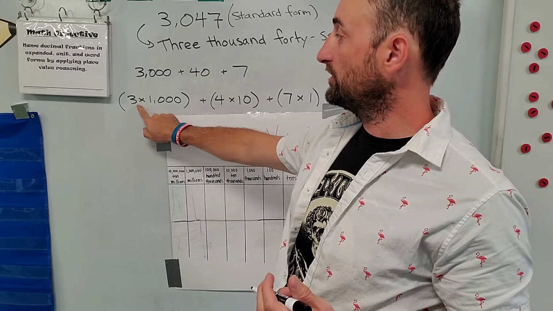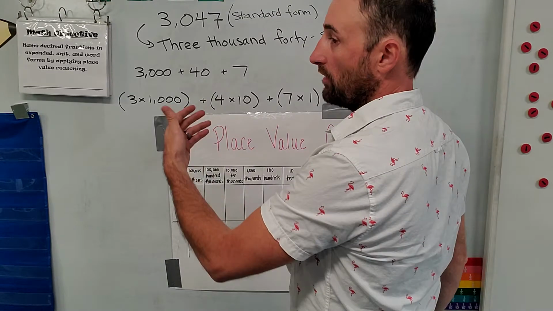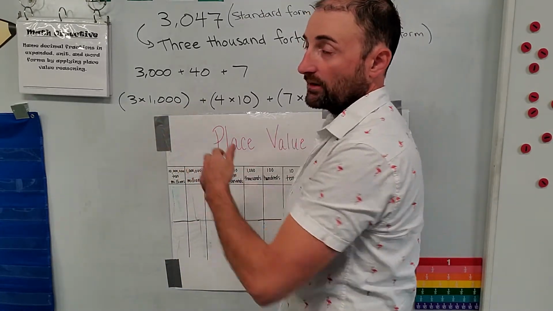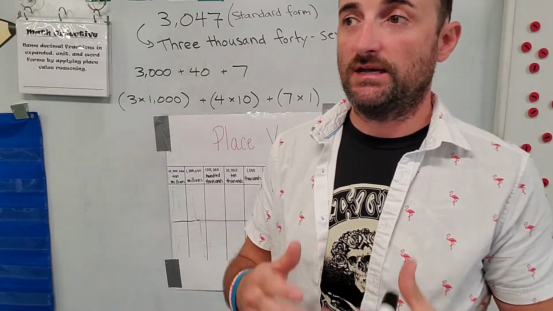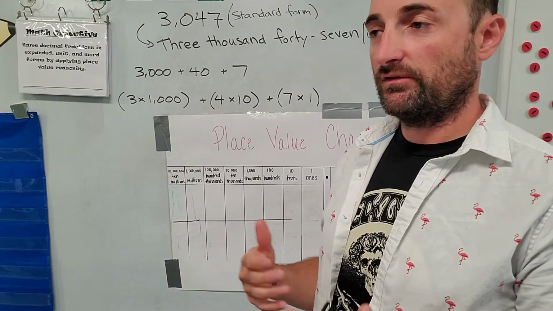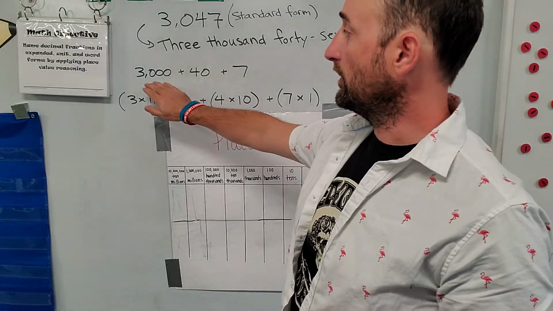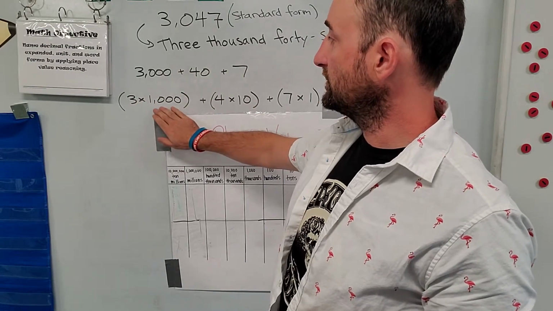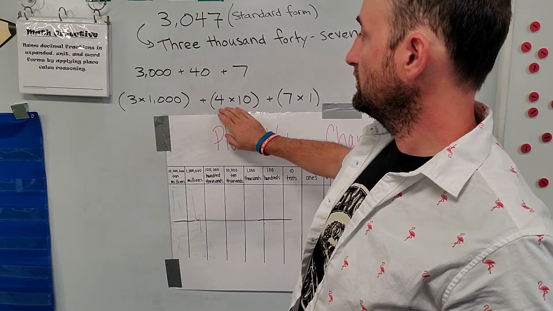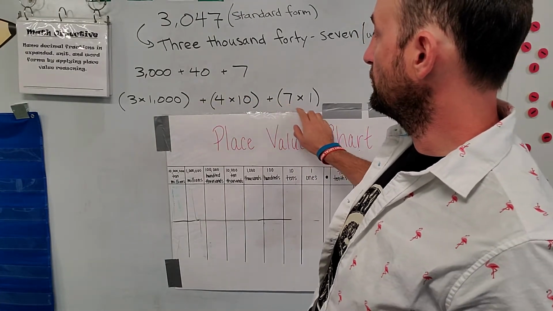So what is 3000? It's 3 groups of 1000. So we're always going to be writing in expanded form a digit times a power of 10. And when I say a power of 10, I mean either 10, 1, 100, 1000. It's going to be a 1 with some number of zeros after it, or just a 1. But here we go with 3000. It's 3 times 1000. 40 would be 4 groups of 10. And 7 is 7 groups of 1. So 7 times 1 makes 7.